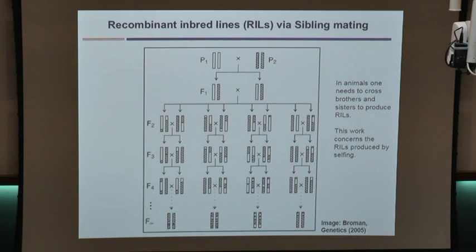In the case of animals, to construct the recombinant inbred lines, they start again with two homozygous parents and cross them, but in the subsequent generations they cross brothers and sisters. This is perhaps the process which has been used a lot to construct the mouse recombinant inbred lines. So that's about recombinant inbred lines.